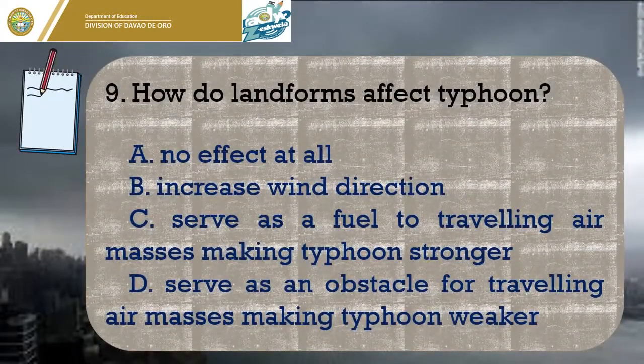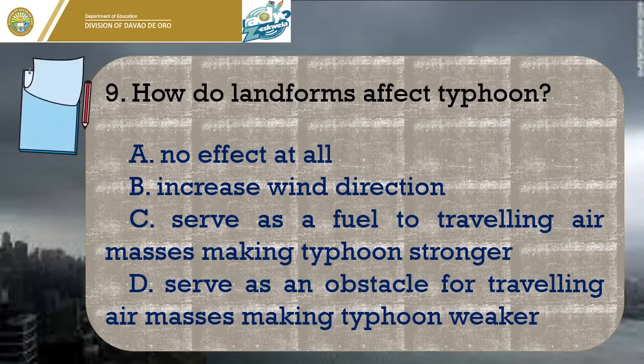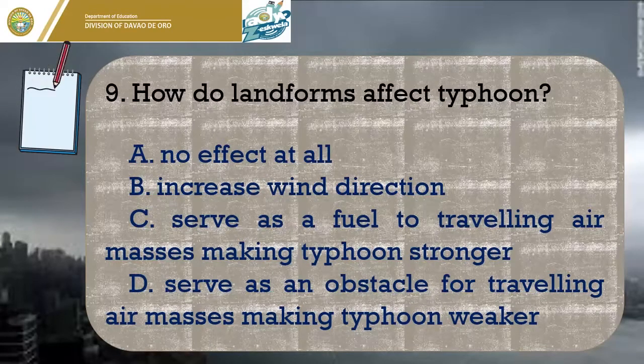Question number 9. How do landforms affect typhoon? A. No effect at all. B. Increase wind direction. C. Serves as a fuel to traveling air masses, making typhoons stronger. D. Serves as an obstacle for traveling air masses, making typhoon weaker.